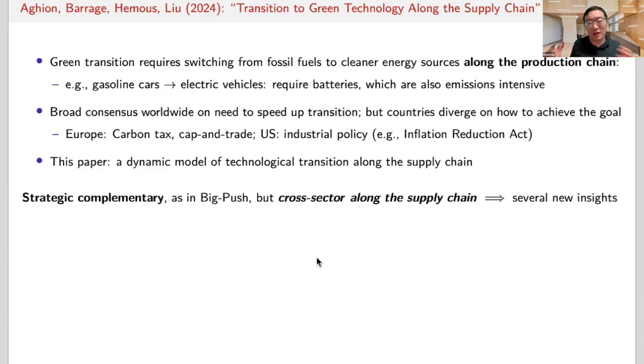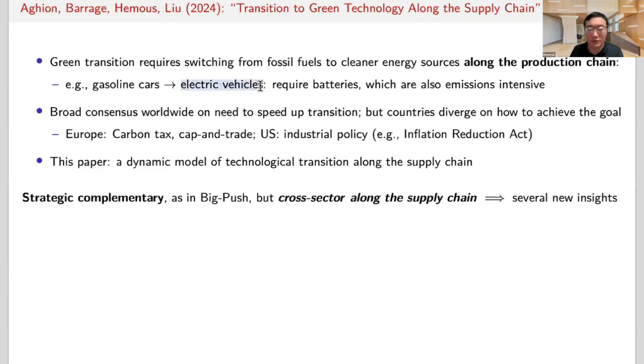So while there's broad consensus worldwide on the need to speed up the transition, countries tend to diverge on how to achieve the goal. In Europe, most of the policy tends to focus on carbon tax or cap and trade. The US seems to be more open to targeted industrial policy to facilitate the green transition. In this paper, we built a dynamic model of transition, which features strategic complementarity of the following form.